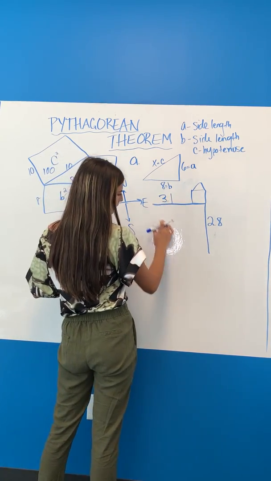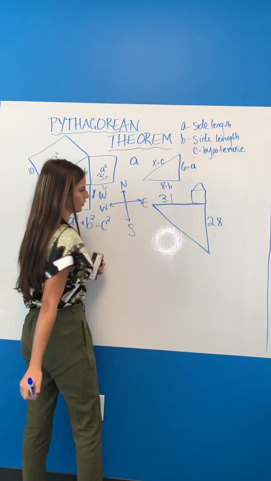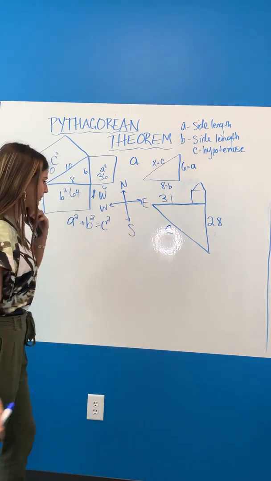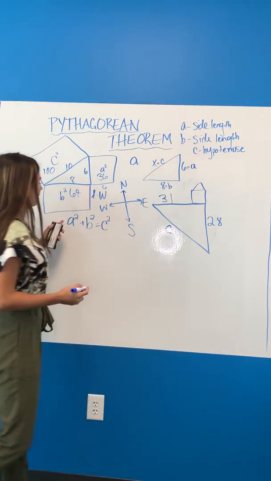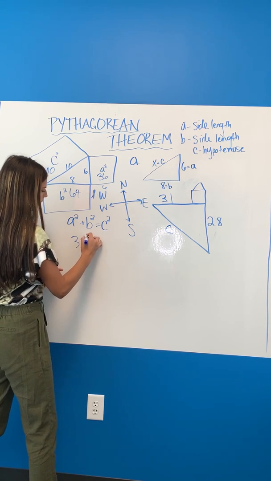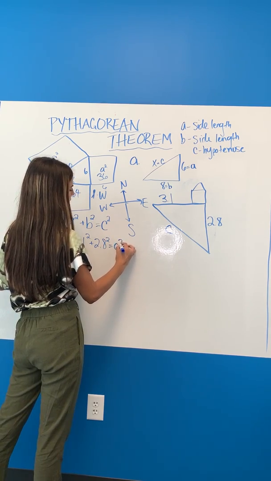And what is the distance between these two hikers now? So we're going to connect these just to make a triangle. So now we're looking for C here, the hypotenuse. So now we're going to use this formula again. 3.1 squared plus 2.8 squared is equal to C squared.